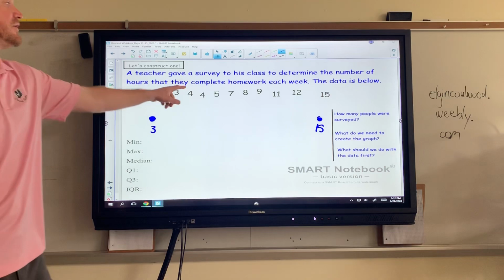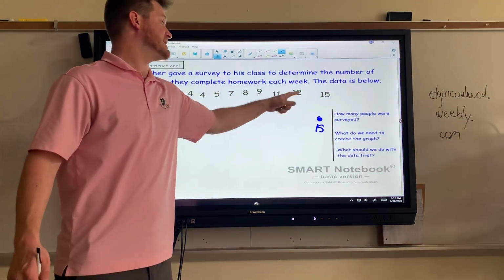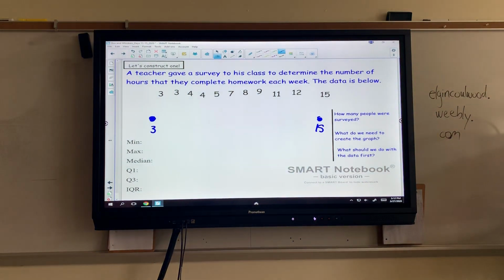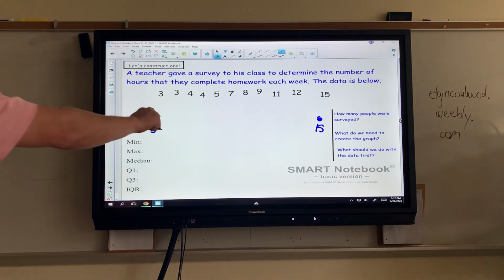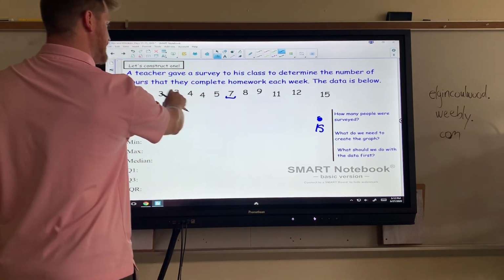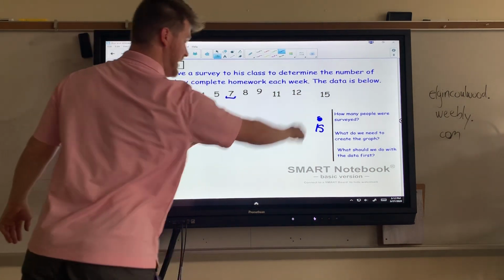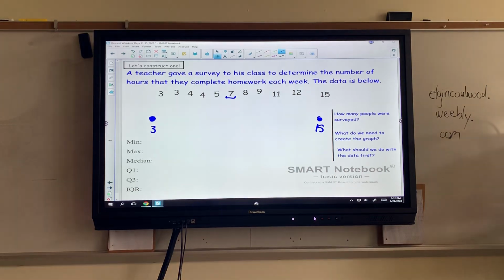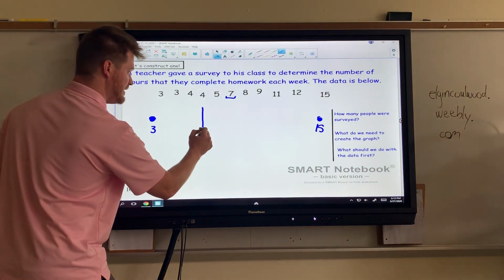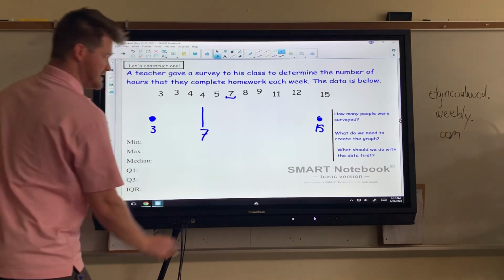There are 1, 2, 3, 4, 5, 6, 7, 8, 9, 10, 11 values this time. So to find the middle number, we're probably going to need 5 numbers on either side. It looks like 7 is our median. 1, 2, 3, 4, 5 to the left. 1, 2, 3, 4, 5 to the right. So yes, 7 is going to be our median. So on a number line, that middle line is going to be above 7.